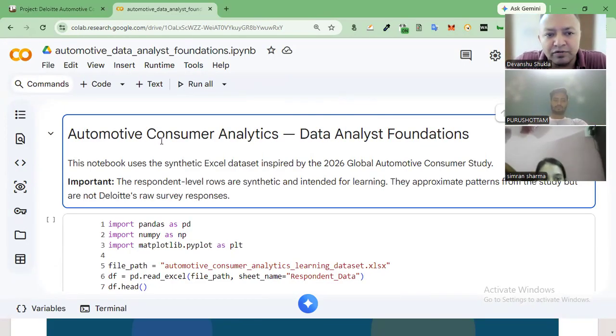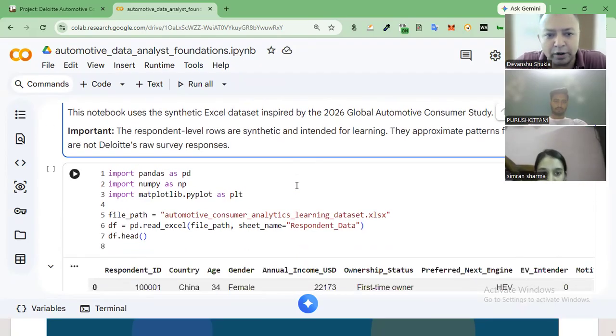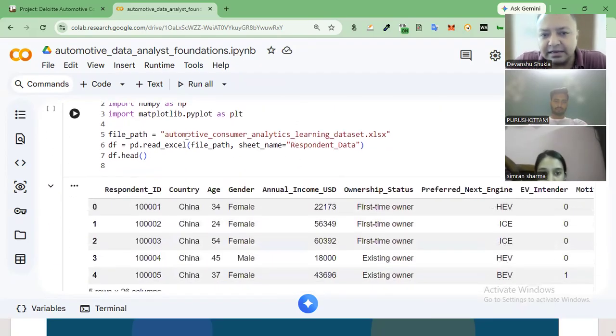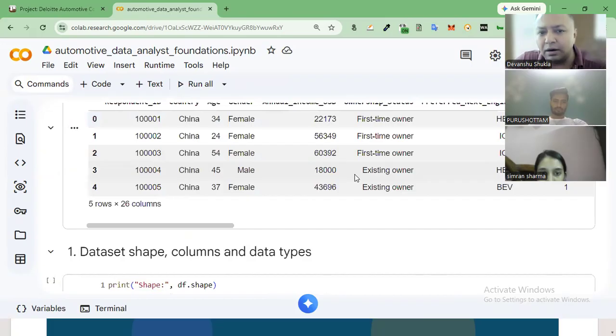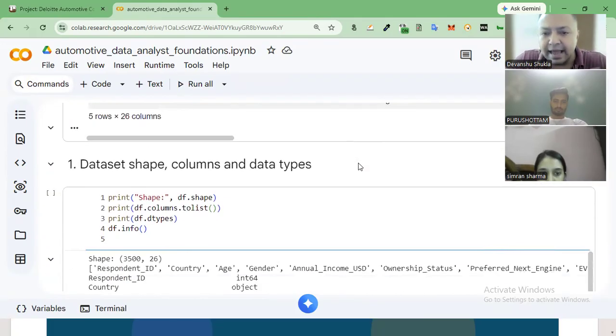We will be implementing automotive consumer analytics, and data analyst foundations across this study from Deloitte. We have a dataset known as the Automotive Consumer Analytics Learning Dataset, and I have already shared this dataset with you on WhatsApp. We will be using this dataset, understand what it contains, and then implement some foundations across it.